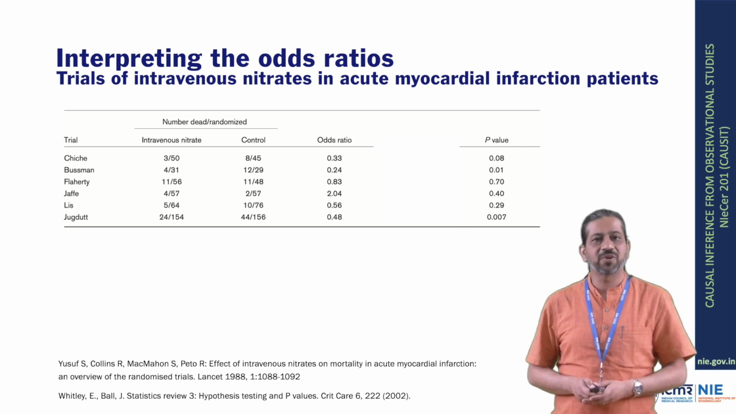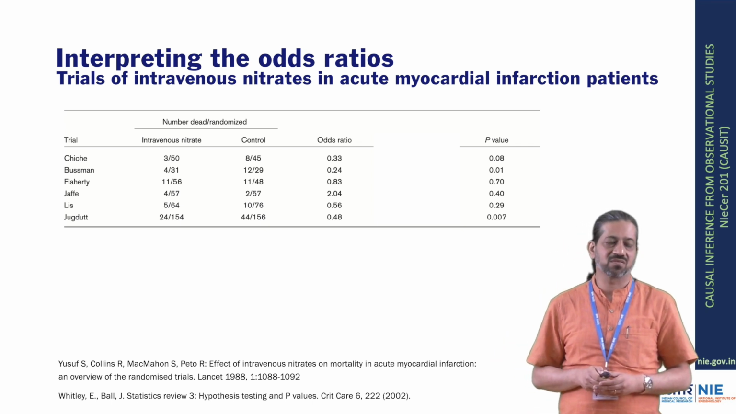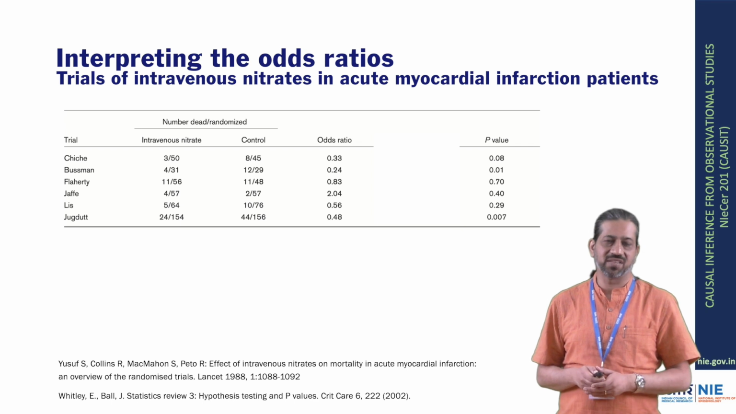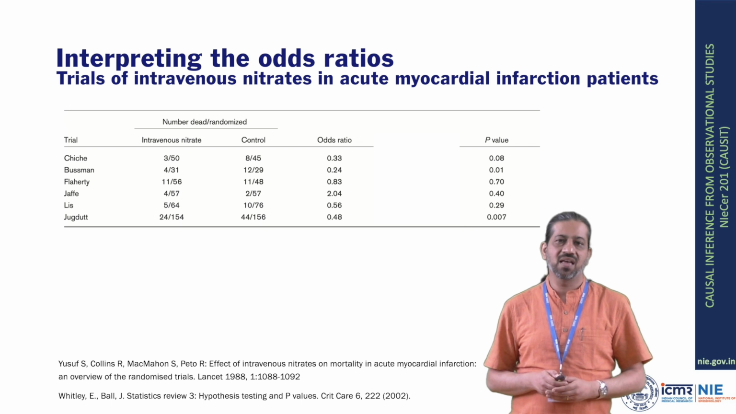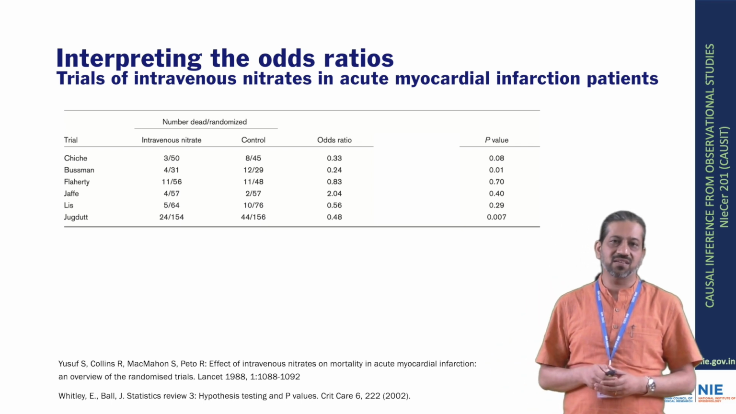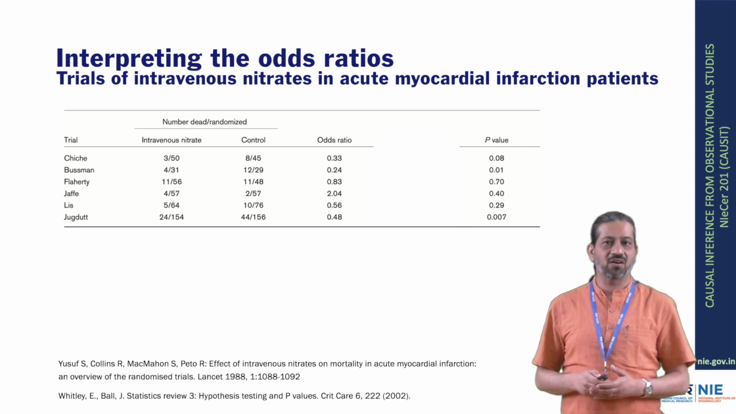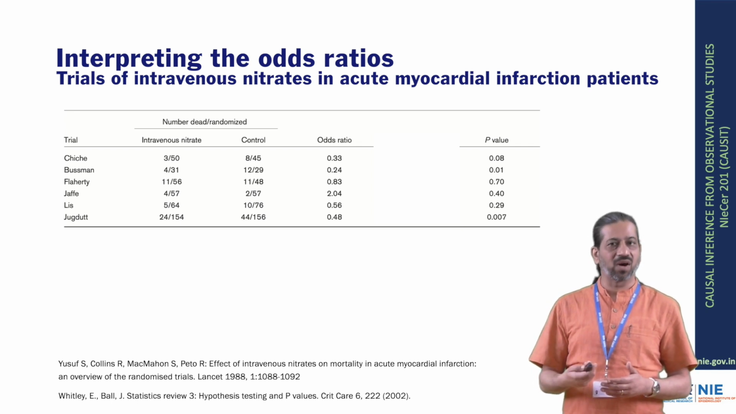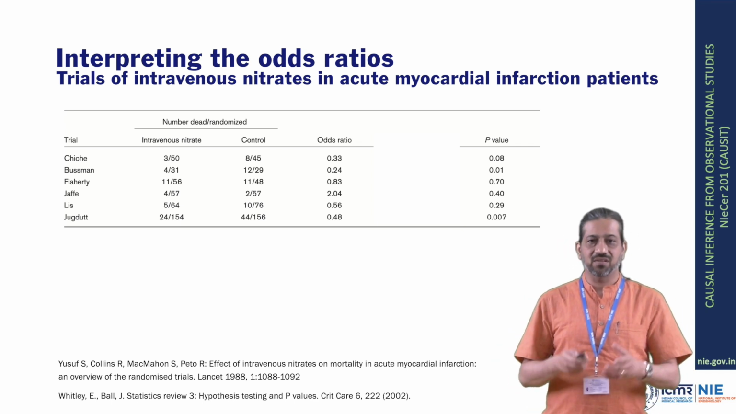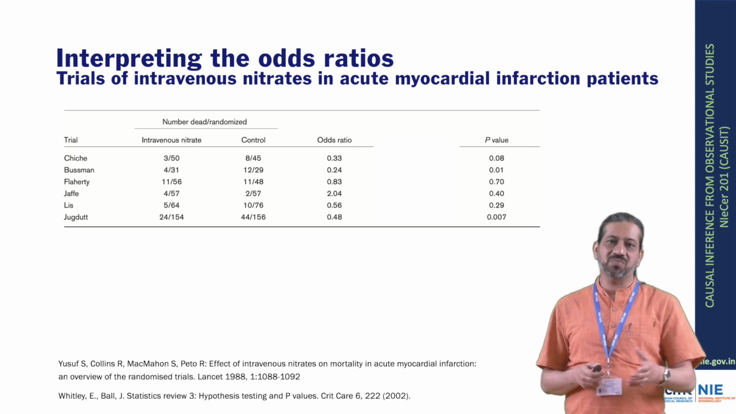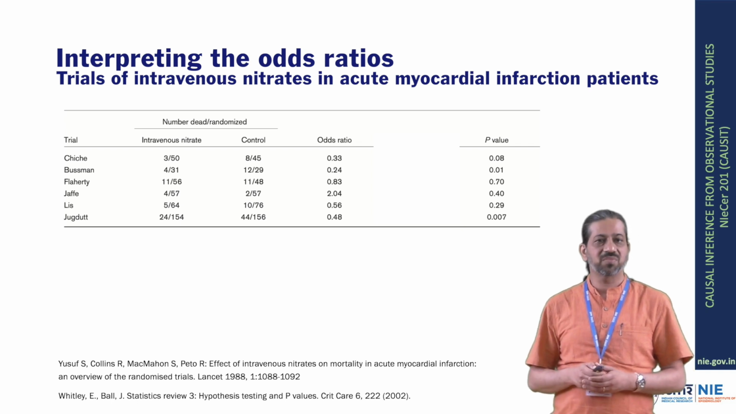Here it is the odds ratio between intravenous nitrate and the risk of dying among acute MI patients. For the time being, let us ignore the confidence intervals. What we can see here is that 5 of these 6 trials have odds ratios that are consistent with the protective effect of intravenous nitrate. As you can see here, their odds ratio is less than 1. In these 5 trials where the odds ratio is less than 1, in fact, the risk reduction ranges from 17% in the Flaherty trial to 76% in the Busman trial.